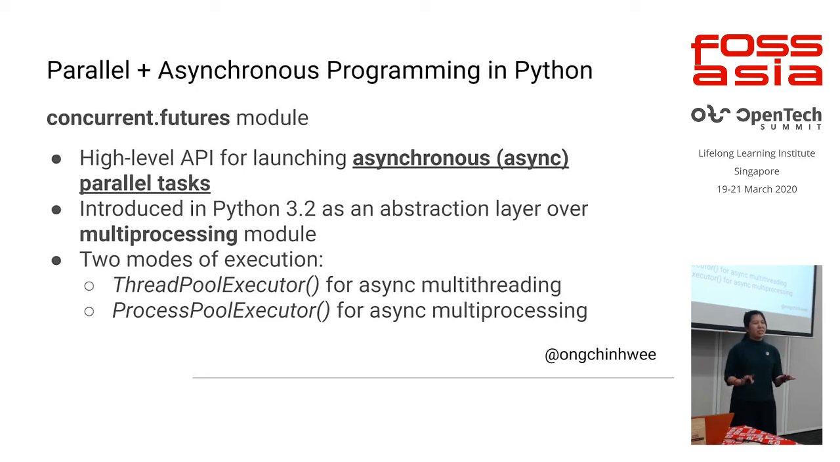Python is actually quite okay in that. They do have a concurrent.futures module within Python itself, which is a high-level API for launching asynchronous parallel tasks. This was introduced in Python 3.2. Note that we are at Python 3.8 already, so this module is already a couple of years old. It's an abstraction layer over multiprocessing. There are two modes of execution: the process pool and the thread pool executor.